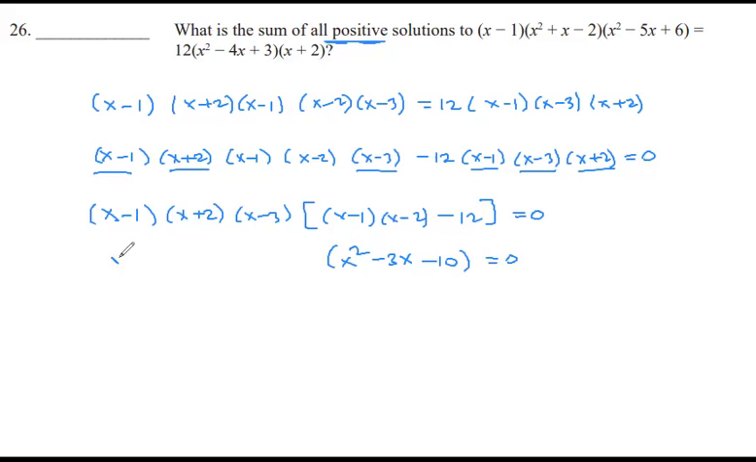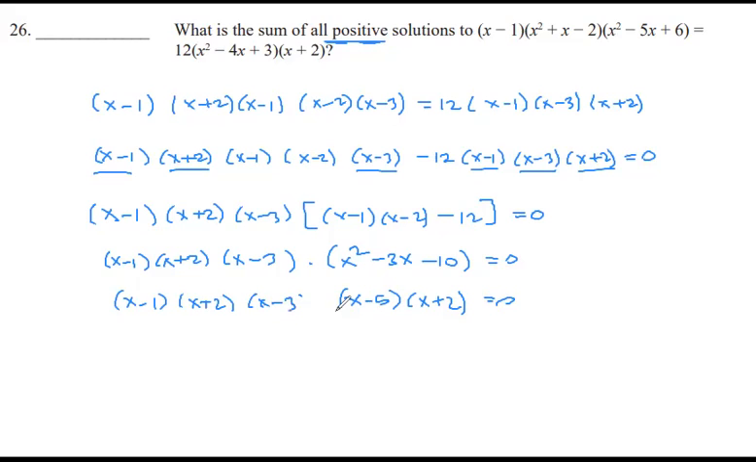Now we have x minus 1, and then x plus 2, and x minus 3 is equal to 0. If I want to factor this one, this is also factorable because this is like -5 times 2, and if you add, that gives -3. So that will be x minus 5 and x plus 2, and this is equal to 0. So then x minus 1, x plus 2, x minus 3.